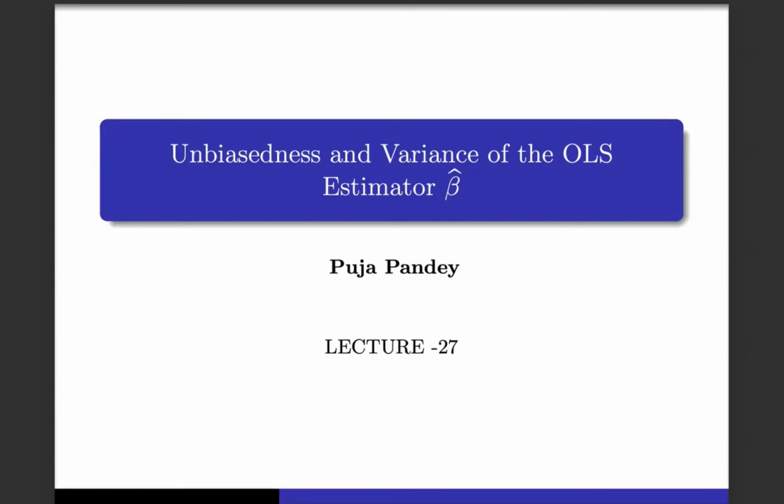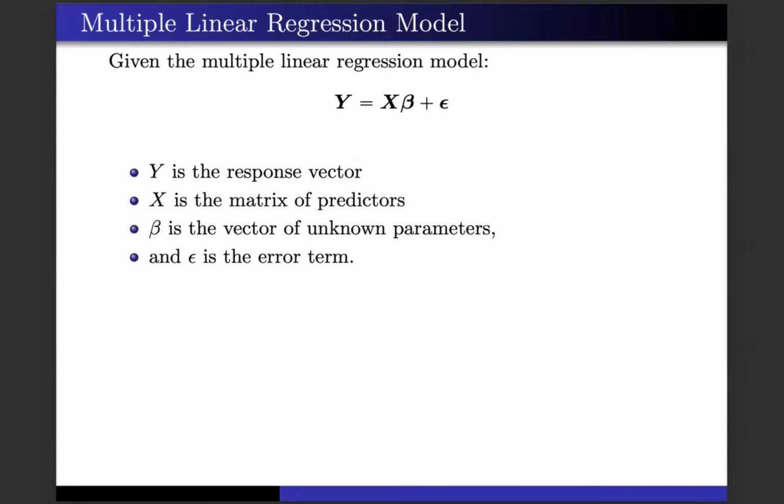In this video, we are going to check if the estimator of beta obtained using the ordinary least squares method is unbiased or not. And if it is unbiased, what is the variance of that estimate? Let's start. Given the multiple linear regression model, y equals x beta plus epsilon, by now we know what each of these symbols represents.